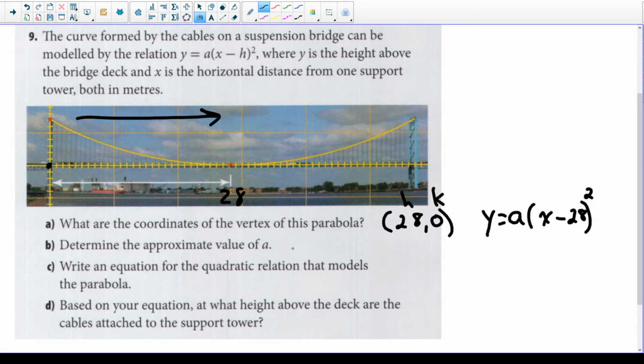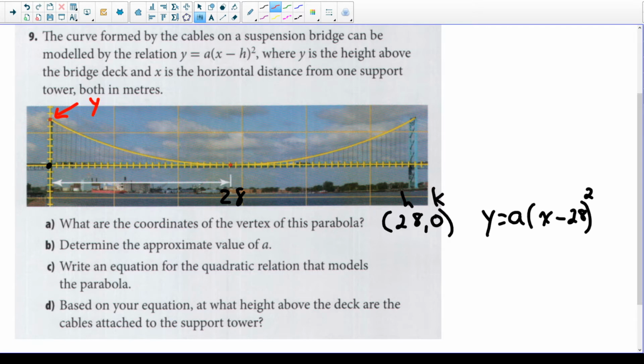Now it says determine an approximate value of a. To do that, we need to pick another point on the parabola. Now, with this particular picture, it might look like it's difficult to figure that out. However, one very important point that is given to us is right here. Now, we haven't talked too much about that point this year so far, or within this series of videos, but that is what's called the y-intercept.